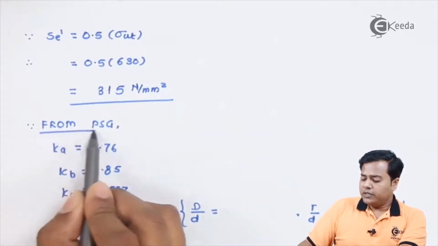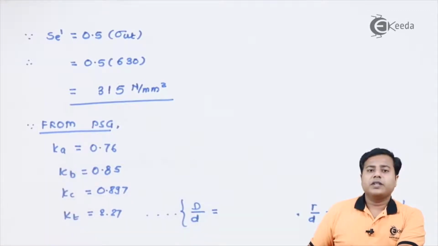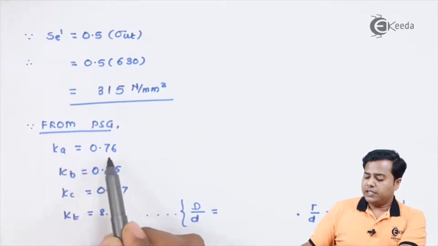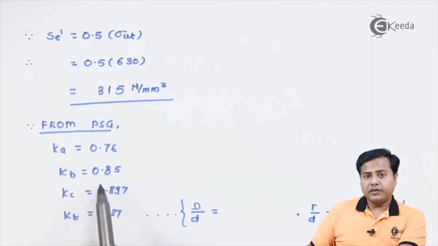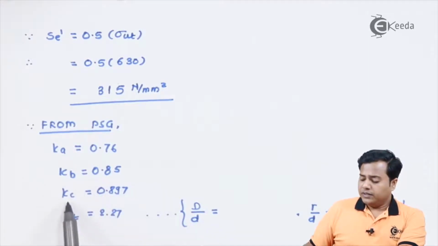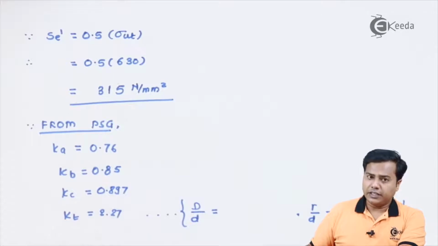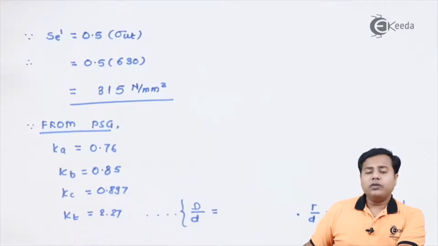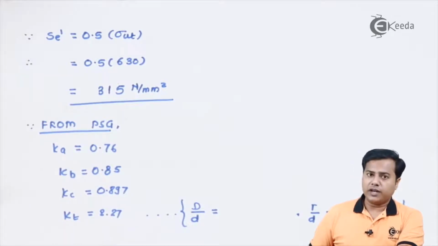Now we can always make it out from the PSG data book that for the given case, the first factor Ka is 0.76. The size factor is already given. The third factor Kc, we can figure out from the probability 90% is 0.897. In order to find out the fourth factor, we need to find out Kf, and to find out Kf, we need to find out the stress concentration factor.